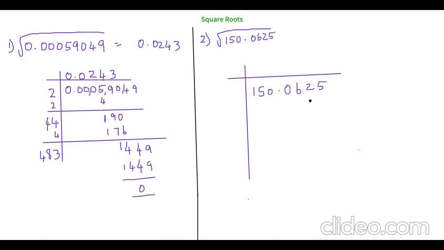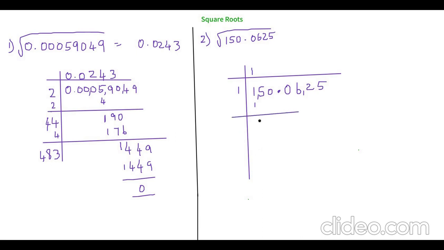As usual, we will start from the right side and pair it. The digits before the decimal will be paired separately, and those after the decimal will be paired separately. These two are in two pairs, and after the decimal, again we start from the right side. So these two numbers will be paired and one will be separate. As usual, we will start doing the question. 1 is a square number. 1 times 1 is 1. We will subtract 1 and 1, so we get 0 here.